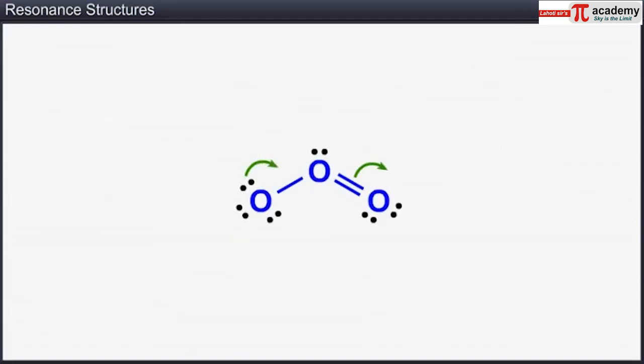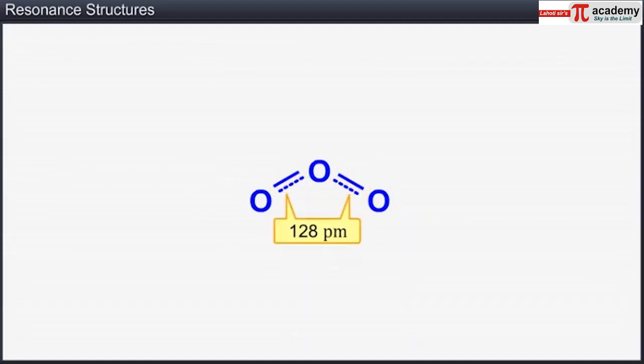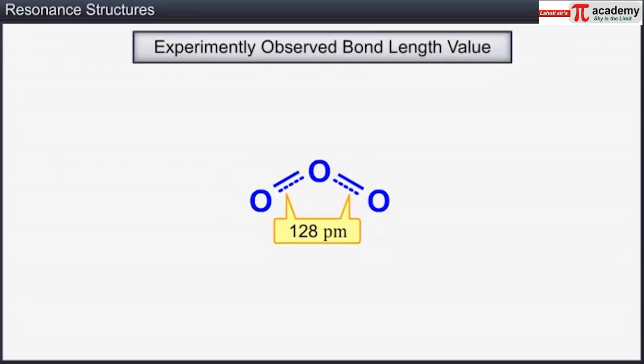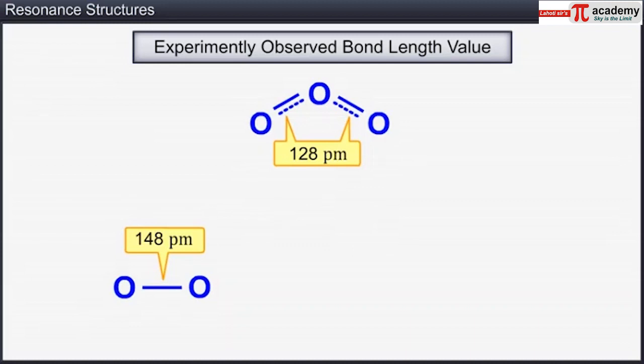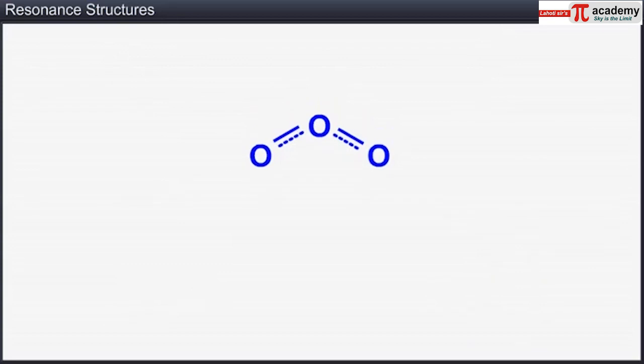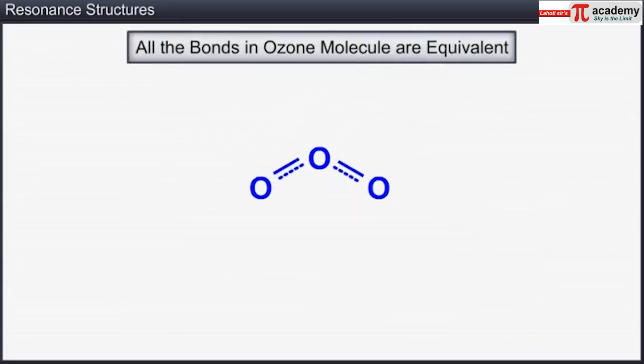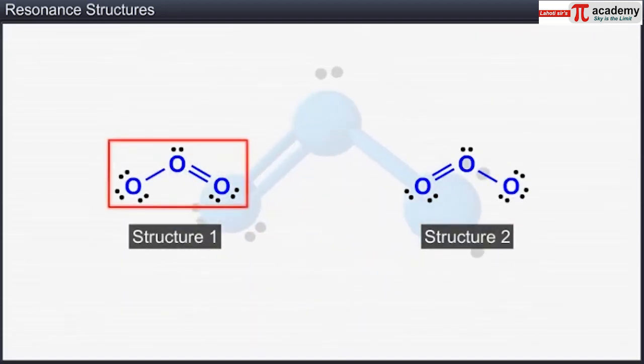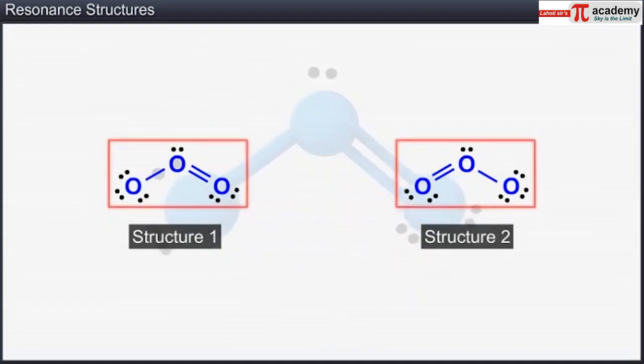But experimentally, it is determined that the bond length between any two oxygen atoms in ozone molecule is the same, which is equal to 128 picometers. This implies that the bond length between the oxygen atoms in ozone molecule is intermediate between oxygen-oxygen single bond and oxygen-oxygen double bond. It means that all the bonds in ozone molecule are equivalent. Therefore, neither structure 1 nor structure 2 explains the observed bond length.